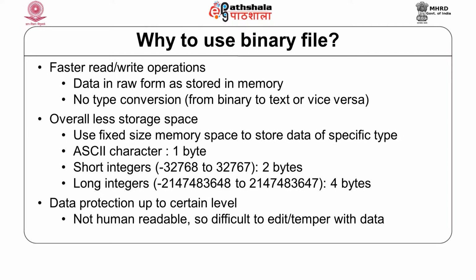For example, if it is an ASCII character, it will always store 1 byte, but if it is a short integer, it will use 2 bytes in memory, and the range of the integer is from -32768 to 32767. Otherwise, it may use 5 to 6 characters. Similarly, for long integers, it may use with sign around 11 characters at the most, but when it is stored in a binary file, it will use only 4 bytes. So, this way it occupies less space.